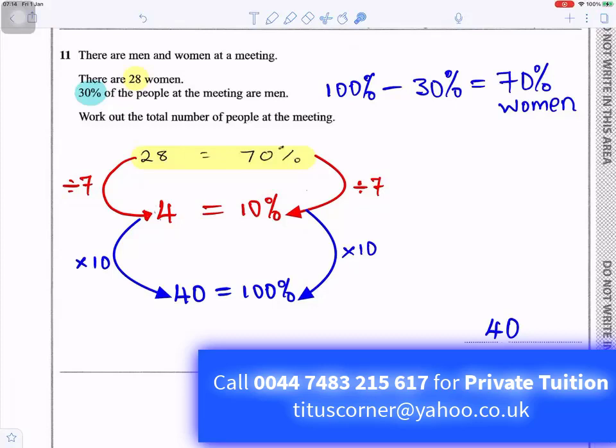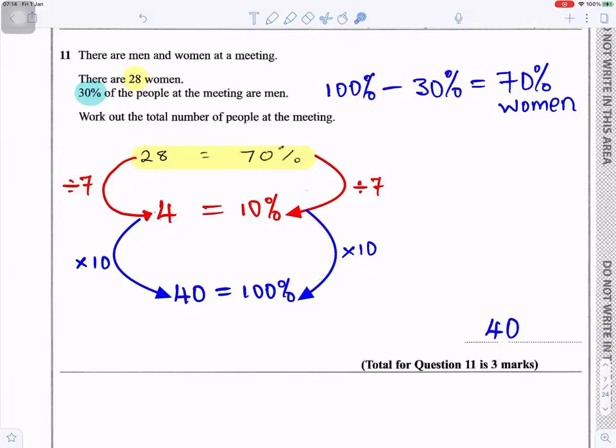How do we get to 40? If we times by 4, 10 times 4 gives you 40. And 10% times 10 gives you 100%. So 100% is the total number, and that would give you 40.